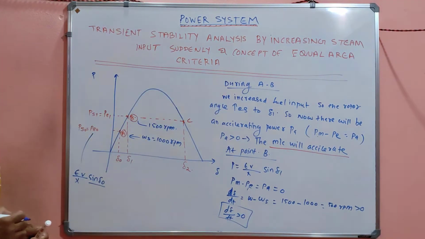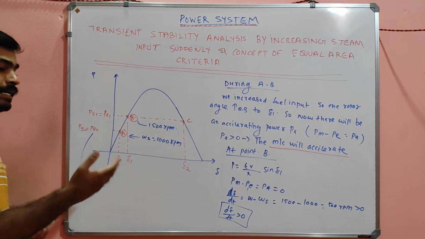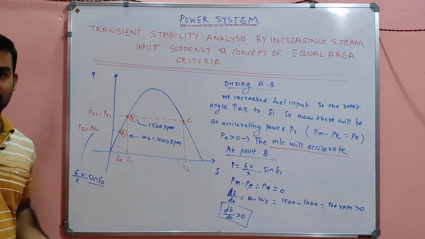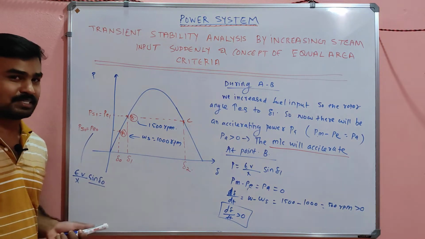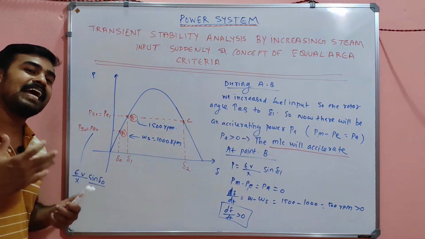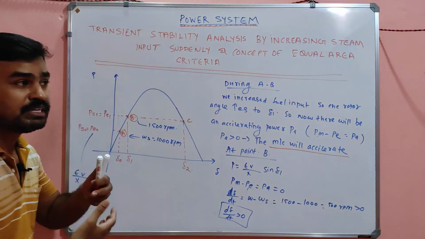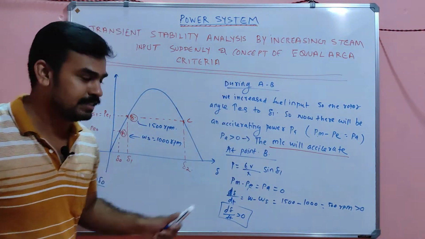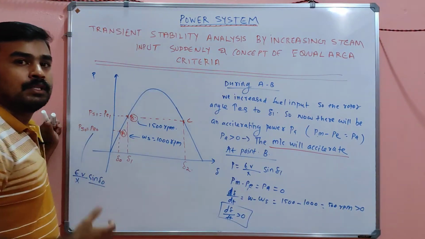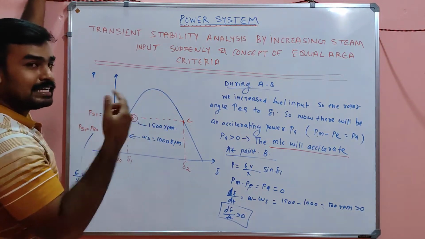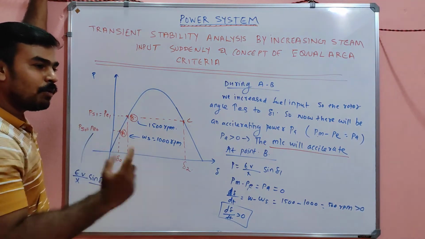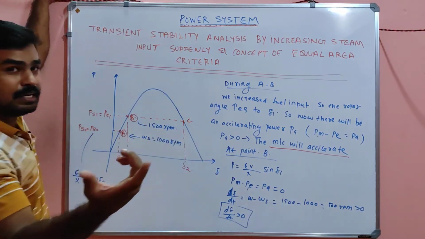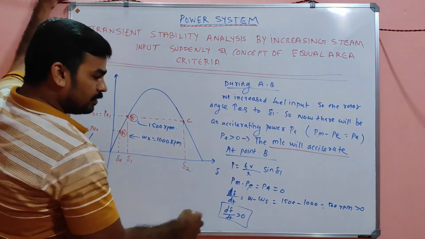If d delta by dt is greater than 0, what happened? It means the changing rotor angle with respect to time is not equal to 0. There will be a change in rotor angle with respect to time, and that in an increasing manner. That is the meaning of d delta by dt greater than 0, or positive. Is it clear? So the rotor angle will further increase. At point B also the rotor angle is increasing. That is the indirect meaning of d delta by dt greater than 0 at point B. Is it clear?